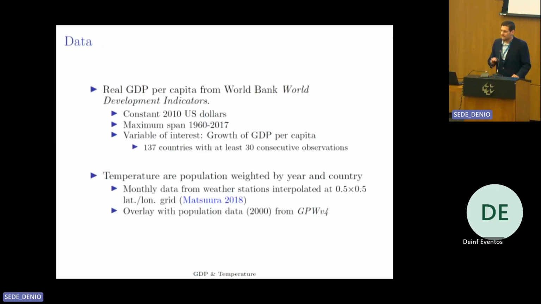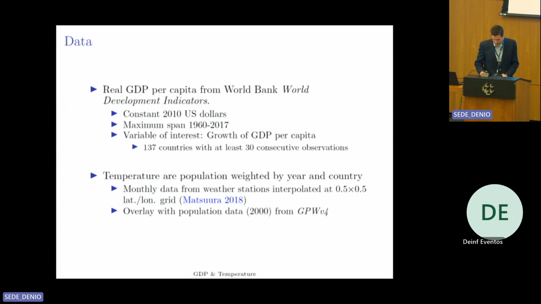And so here's just the data we're looking at. We're looking at real GDP per capita from the World Bank World Development Indicators, spanning 1960 to 2017. Our variable of interest is going to be the growth in GDP per capita. Our whole sample is going to be 137 countries, and we're restricting this: it has to be at least 30 consecutive observations for a country to be included.